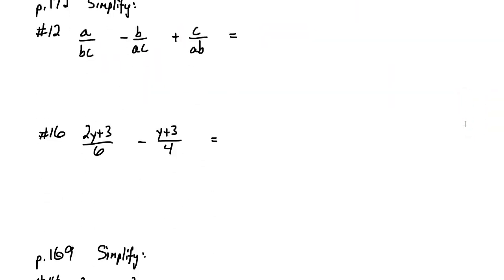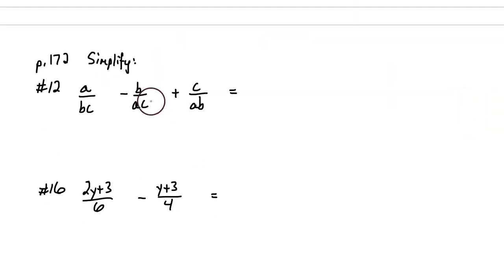Page 172, we were adding and subtracting fractions. So this is the first skill where we were using LCDs. So let's find the LCD. There's a BC, an AC, and an AB. The lowest common denominator has to have all three letters. We can make this be ABC if we times it by A, and in the top. We can make this be ABC if we times it by B, and in the top.